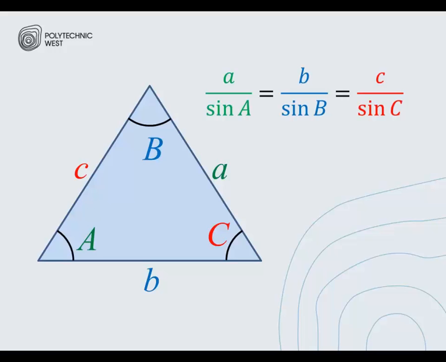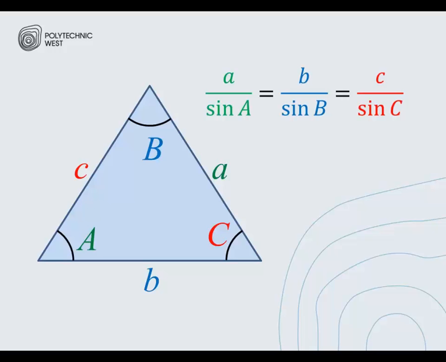Sine rule is a trick that allows you to find the lengths of any triangle. If you have an angle and you have the length opposite that angle, then you can find the other lengths in that triangle given one more thing.